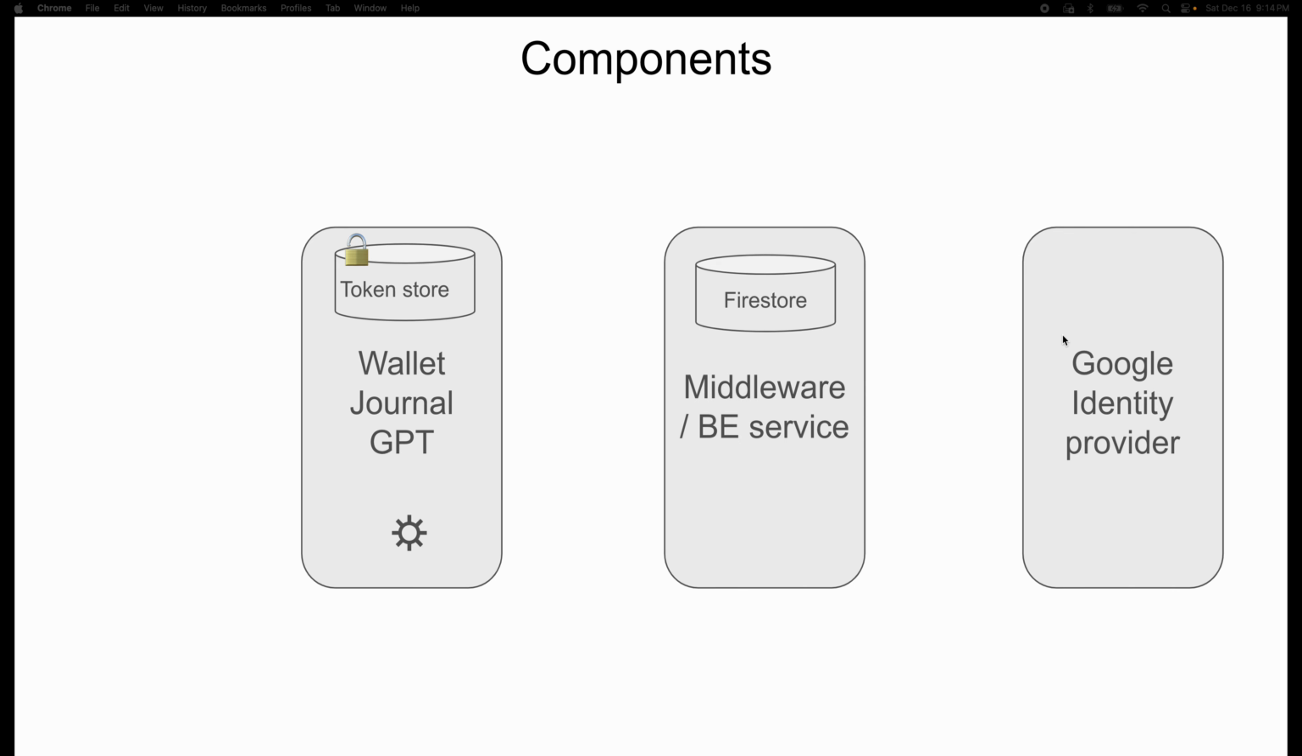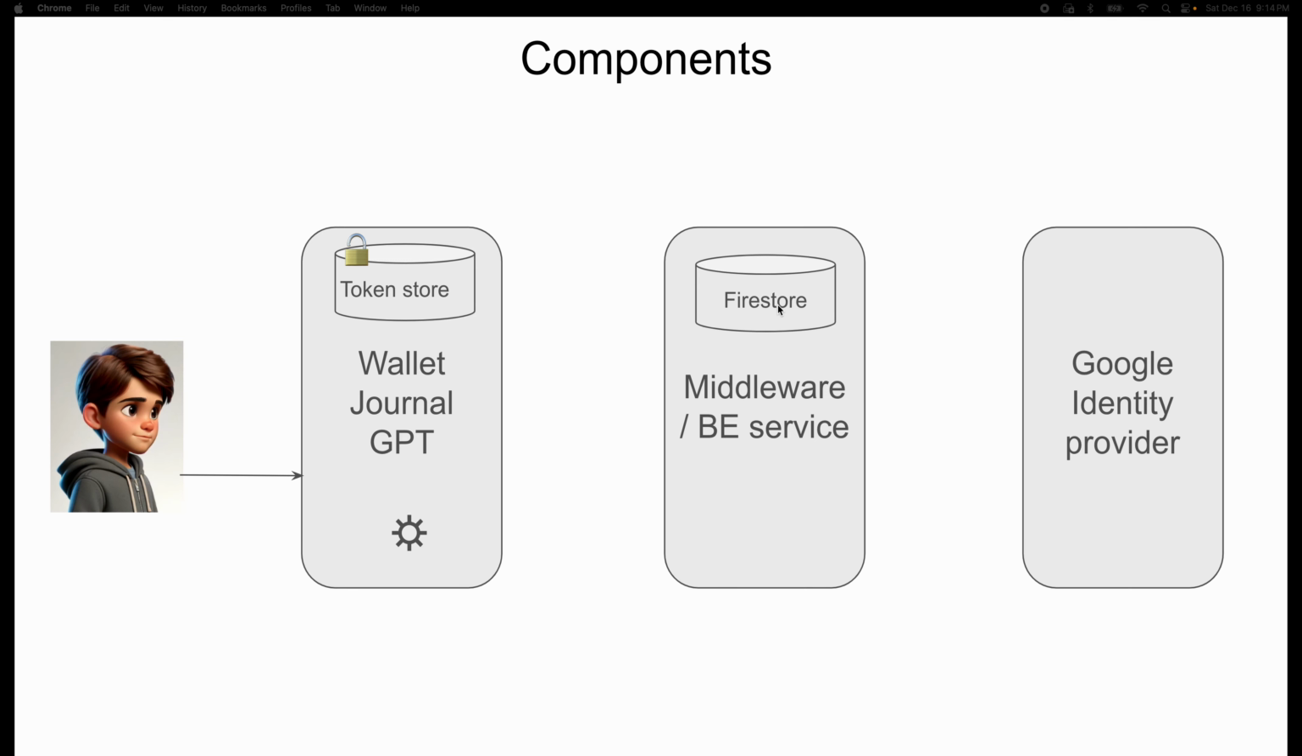And the last component that is needed is our middleware service. This service will be responsible for two things: being the man in the middle and helping with the OAuth 2 token exchange between OpenAI and Google, and the second thing is managing the core business flow for the Wallet Journal. We shall be using Firestore to store all the user data like balance and transactions.